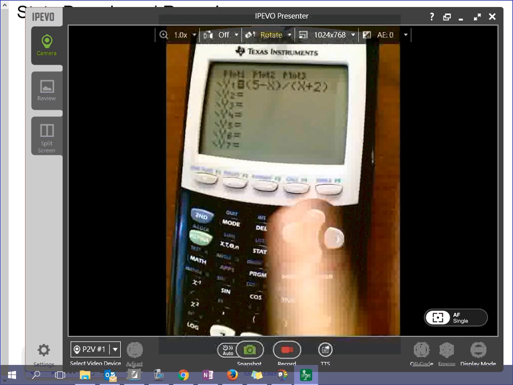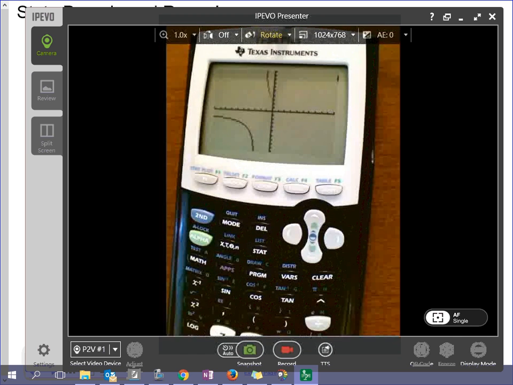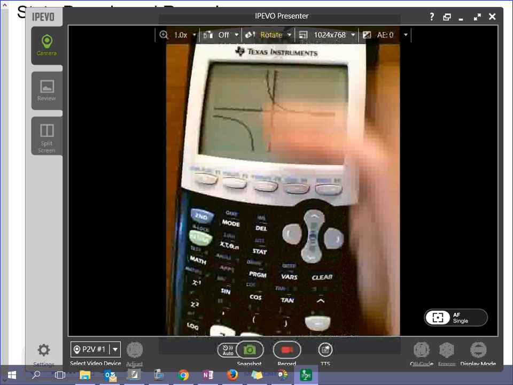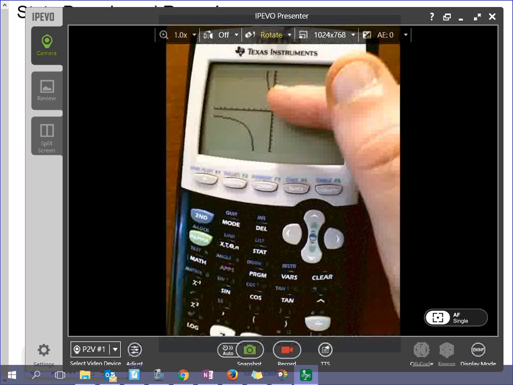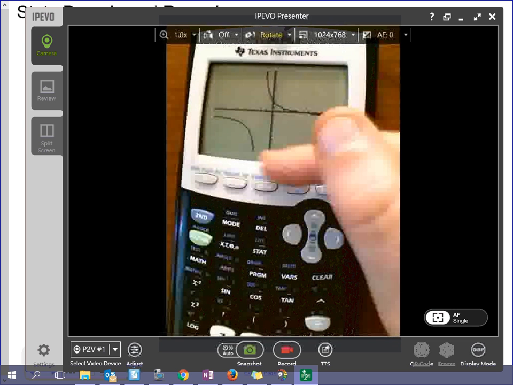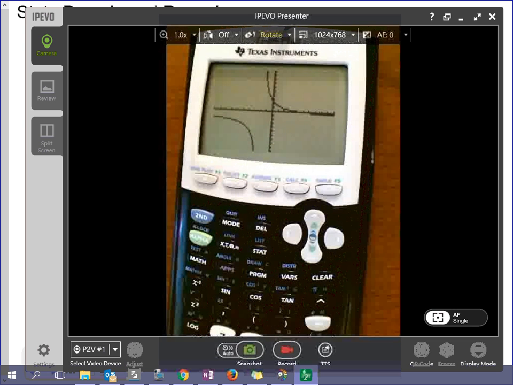I'm going to graph it. I know it's on Zoom 6. Does this graph pass a horizontal line test? Yes, it does. We described those as hyperbolas last year.